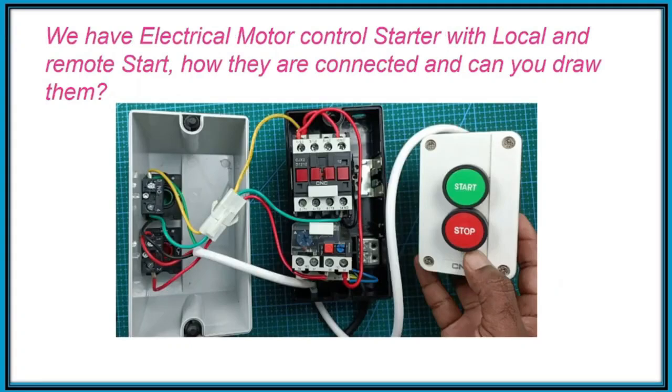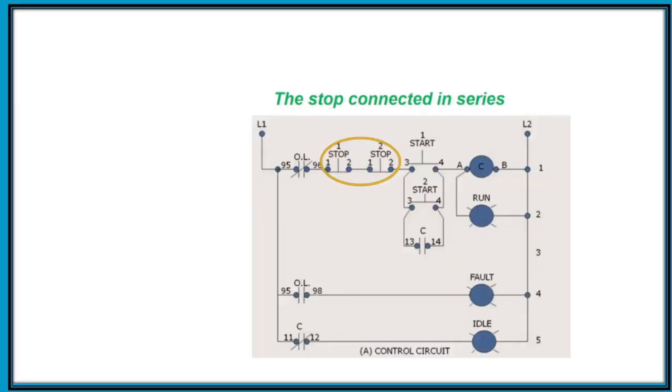Question number 1. We have an electrical motor control starter with local and remote start. How are they connected and can you draw them? This is the wiring of a motor starter with remote stop and start. The stops are connected in series, and the starts are connected in parallel. And this is the wiring diagram.